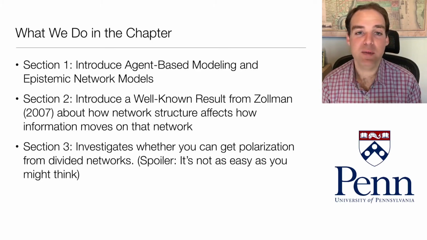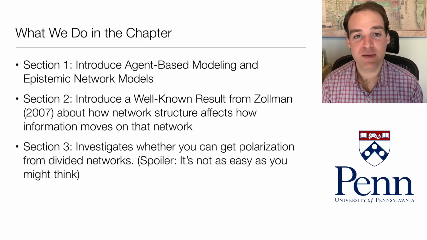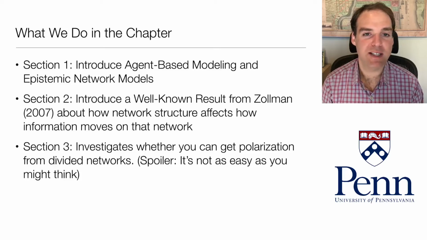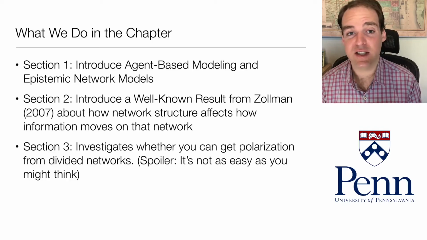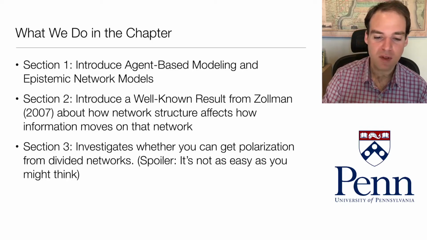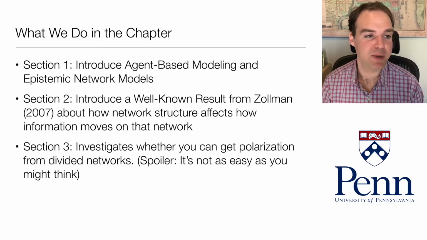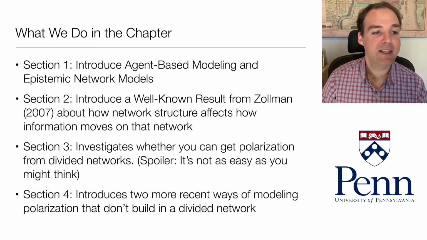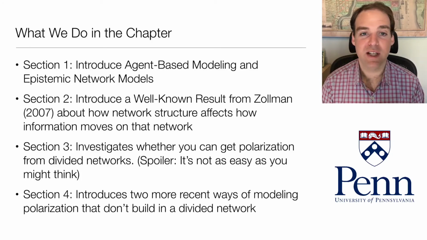In section 3, we begin to look at polarization in particular, and we start there with potentially simple models of polarization. There we ask whether or not it's easy to model polarization starting with a divided network. Turns out it's not as easy to do as you might think. We also look at a model from Hegselmann and Krause from 2002 that does produce polarization using a kind of divided network.